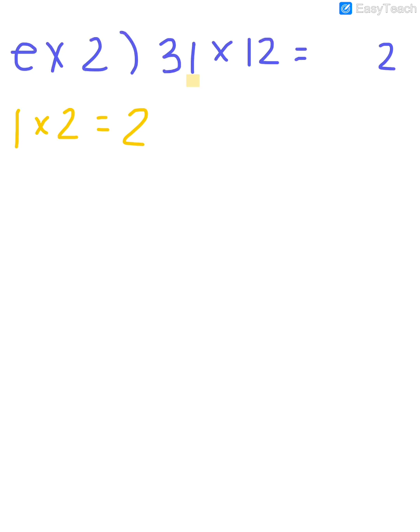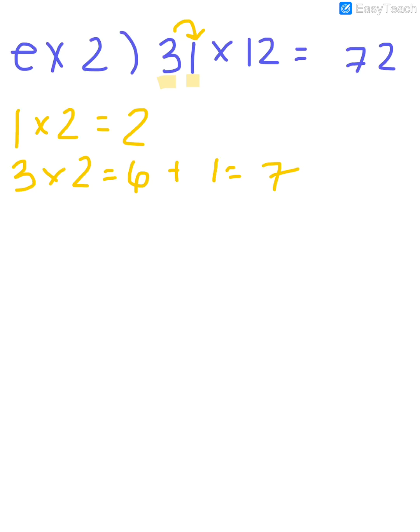You move on to the number next to it, the 3. You're going to double the 3. So 3 times 2, which is 6, and you add the number that is to the right, which is our 1. So we're going to do 6 plus 1, which is 7. And once again, nothing to carry.